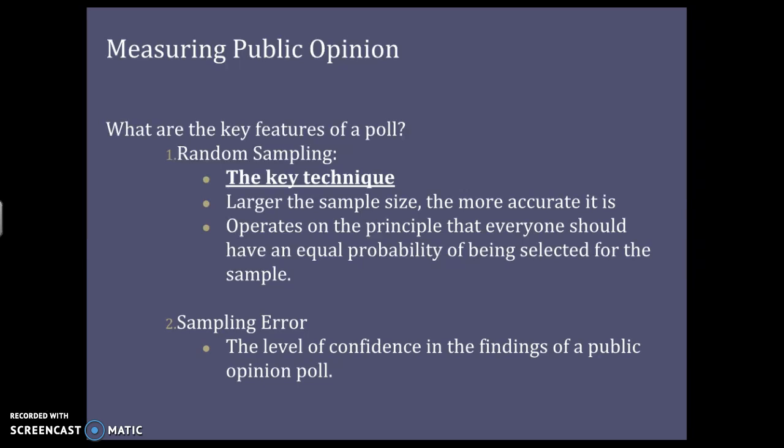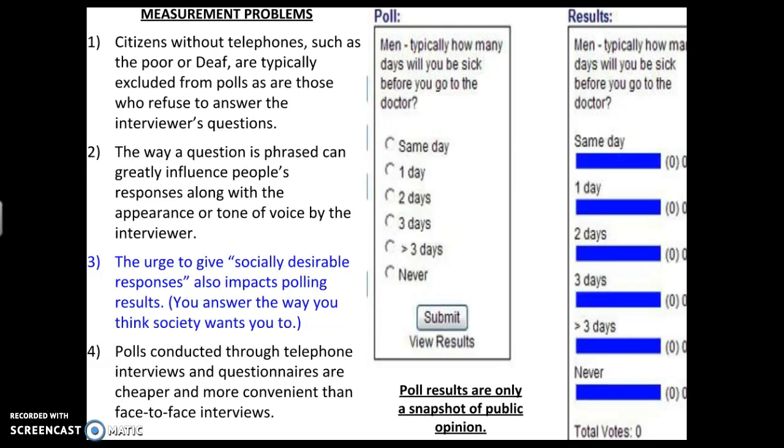One other thing to understand when you're talking about polls is there is an error. There's sampling error. That's why you always see something like 40% of the people plus or minus 2%. When you see that, that's the sampling error. So key features of a poll: number one, random sampling; number two, sampling error.